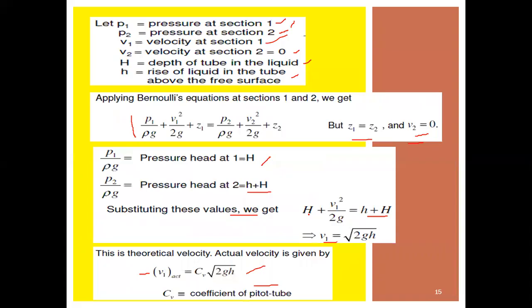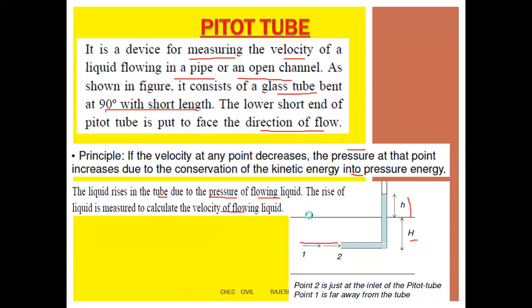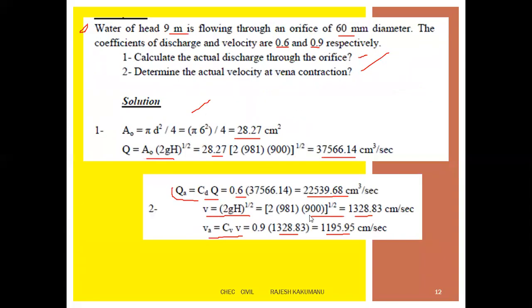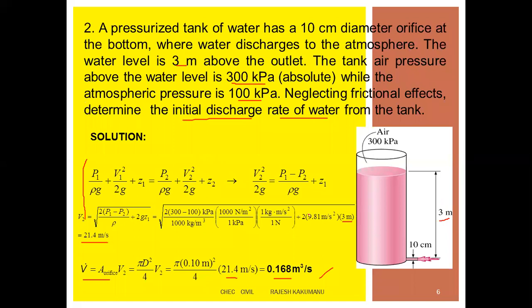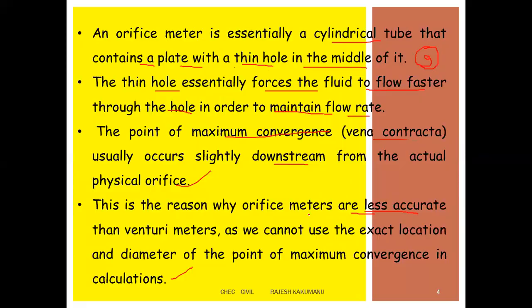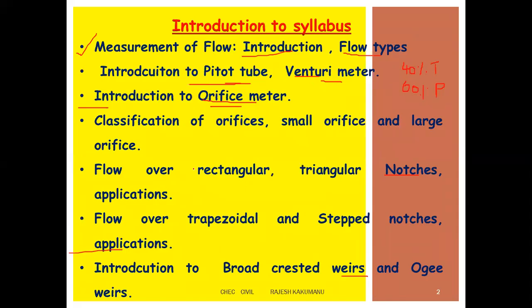So these are very simple problems for this flow measuring devices, right? Pitot tube problems, venturimeter problems, and orifice meter problems. Any doubts? Tomorrow we'll discuss the classification of orifices. So we have completed up to here. Next one is classification of orifice, small orifice, large orifice, and classification of notches, right?